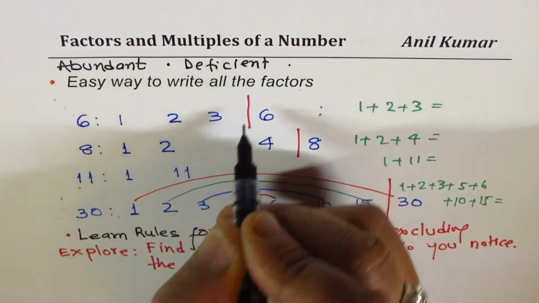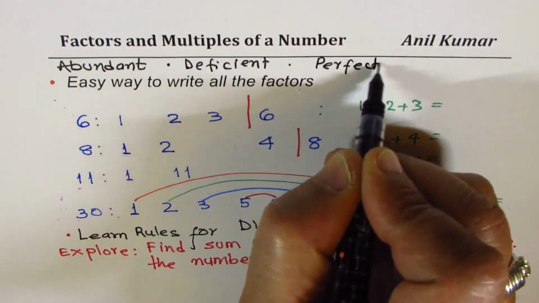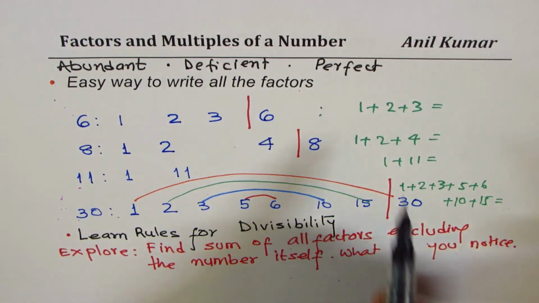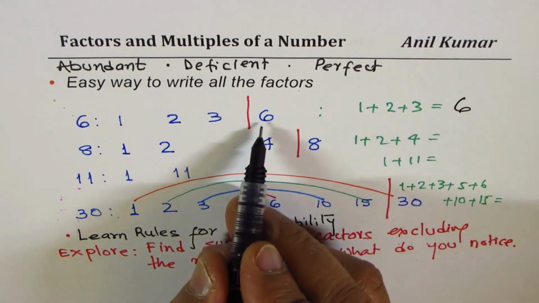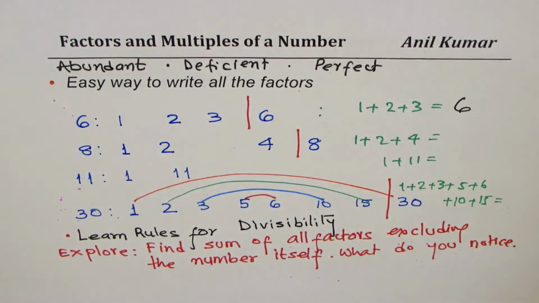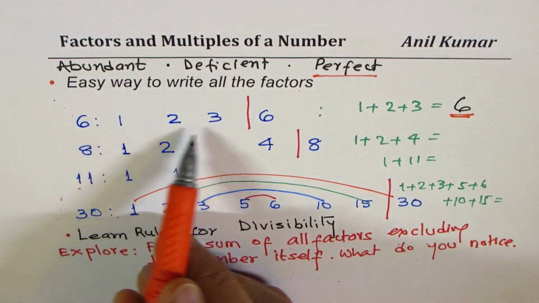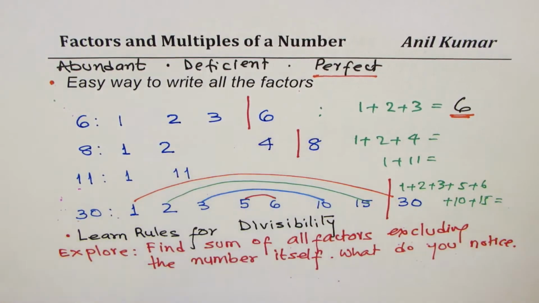And the third term is perfect. See how these terms could relate to their sum, right? So when I add 1, 2, 3, I get the number 6 itself. Do you see? So we call this a perfect kind of number, where the sum of factors, not including the number itself, is the same.